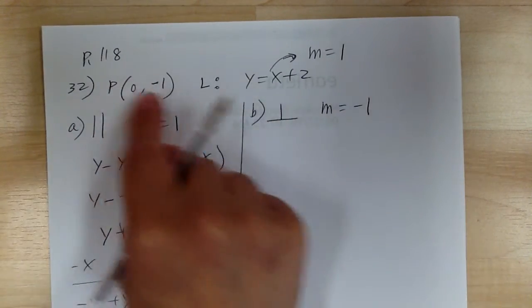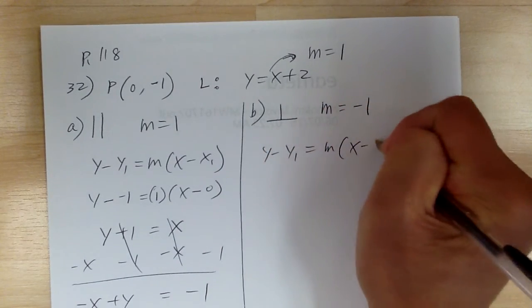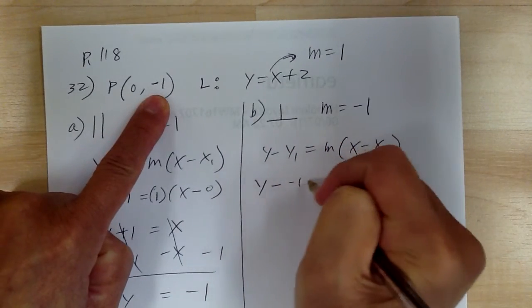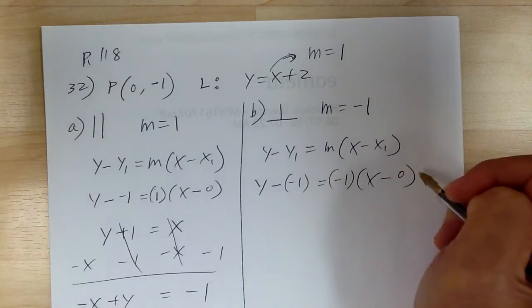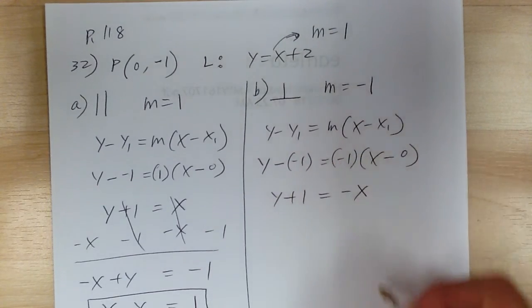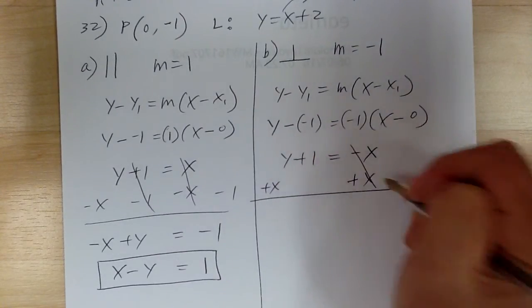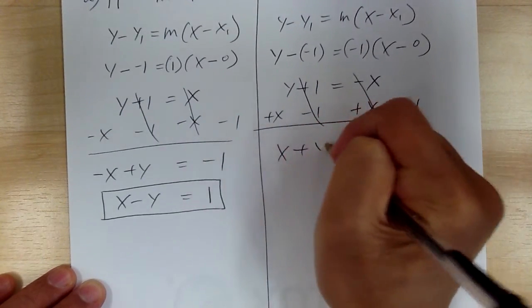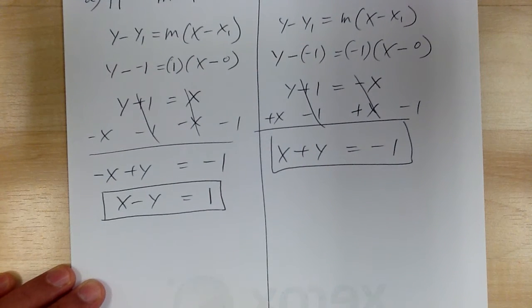So again, you use the point slope form. So y minus y1 equal to m times x minus x1. So y minus negative 1 equal to negative 1 times x minus 0. And so work it out. So y plus 1 equal to negative x. So move this over. So plus x, cancel out. Minus 1, cancel out. So you get x plus y equal to negative 1. So this is the perpendicular line. Okay.